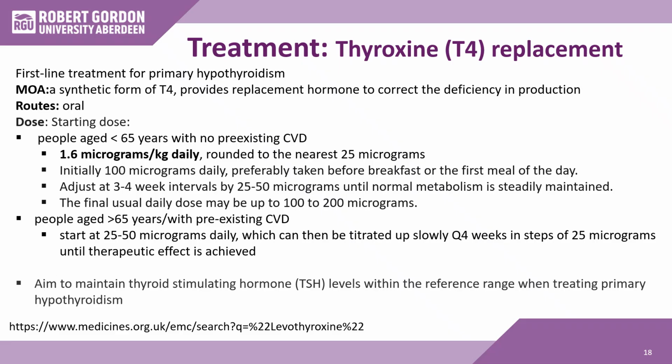Then the dose is adjusted every 3 to 4 weeks at 25 to 50 microgram intervals until normal metabolism is steadily maintained. The final usual dose may be up to 100 to 200 micrograms. In people aged over 65, we start at a lower dose of 25 to 50, which can be titrated up slowly over 4 weeks in steps of 25 micrograms until therapeutic effect is achieved. The aim is to maintain thyroid stimulating hormone levels within the range when treating primary hypothyroidism. So that's why the routine blood work will be important.